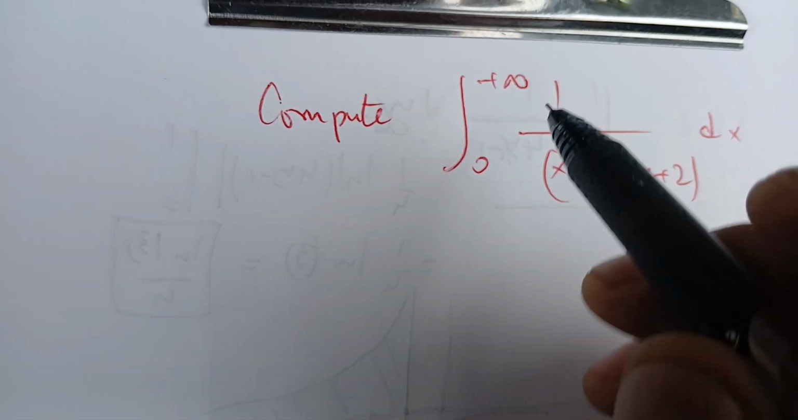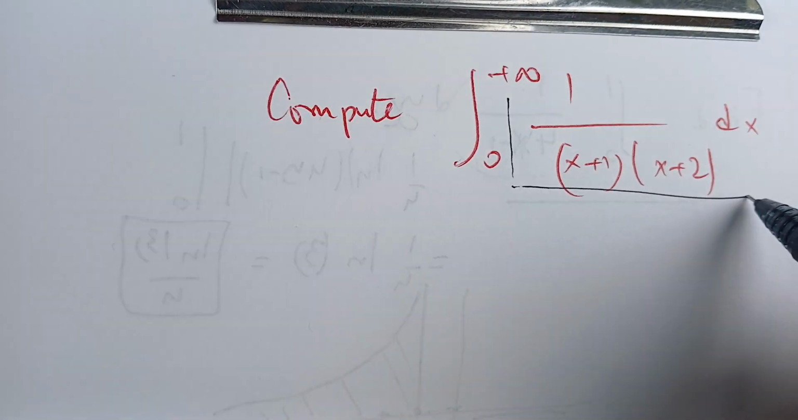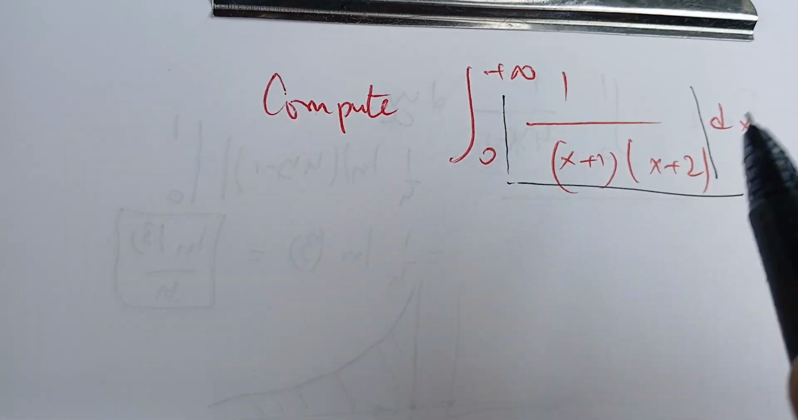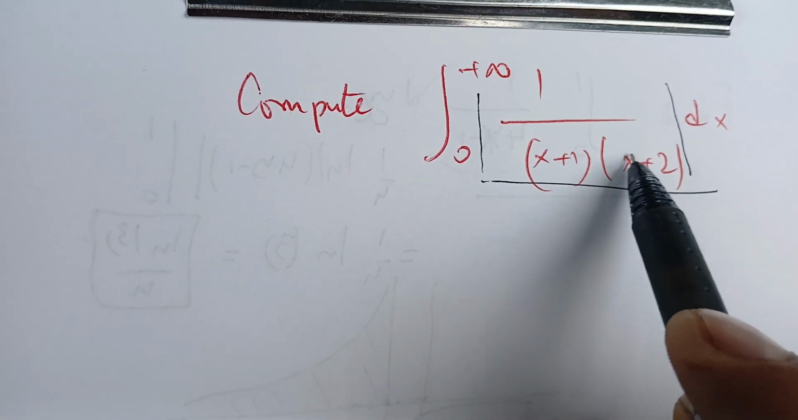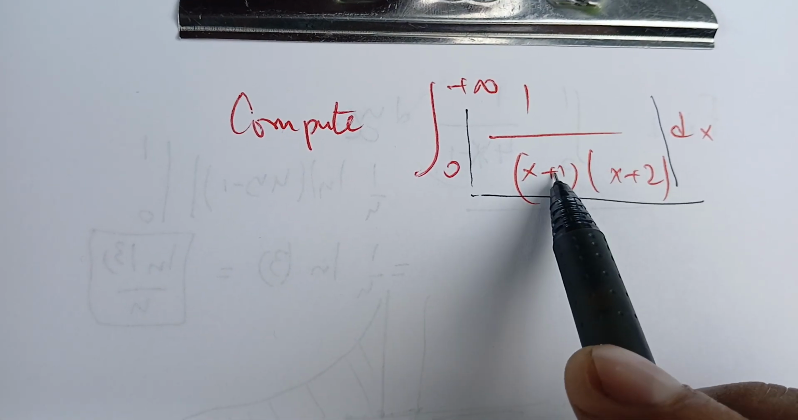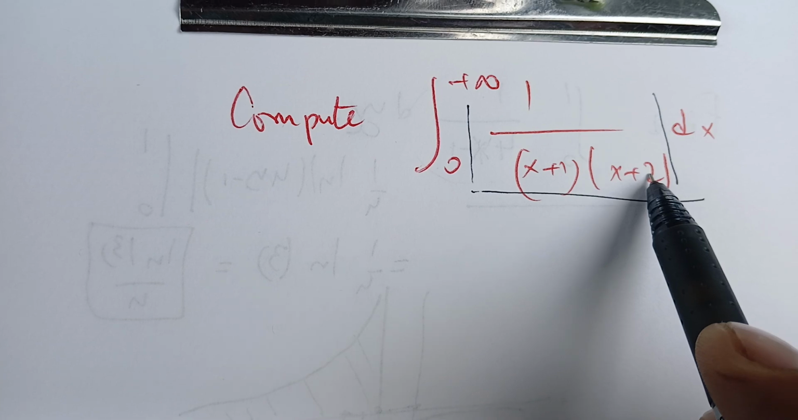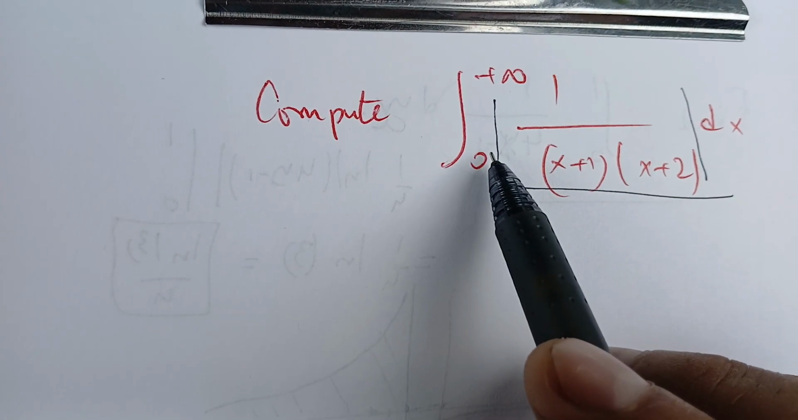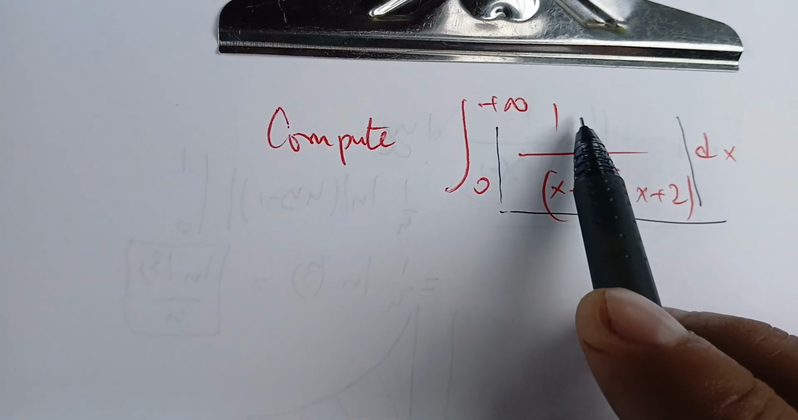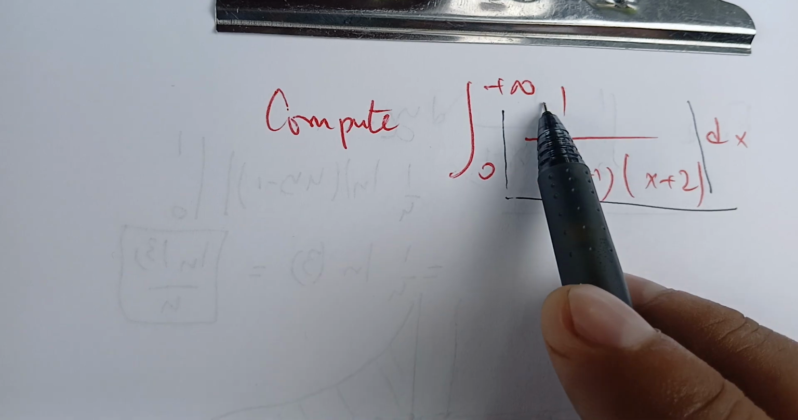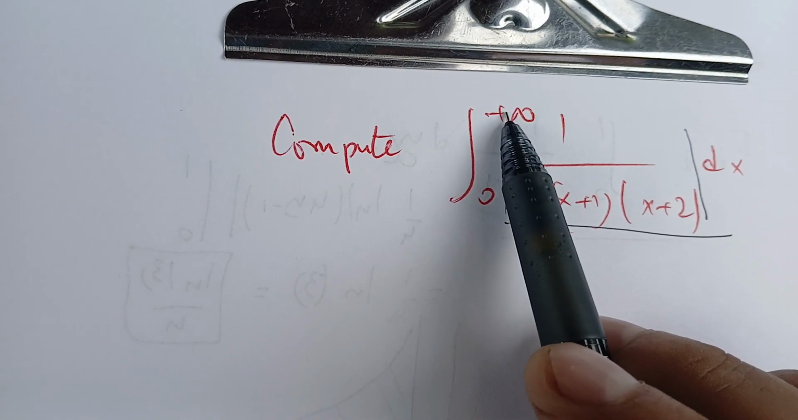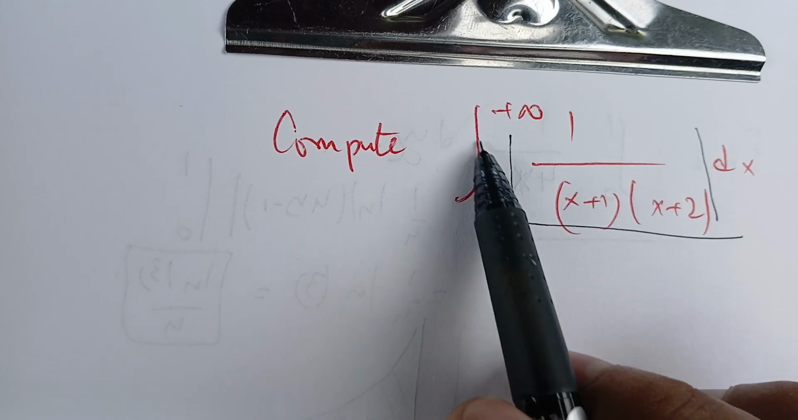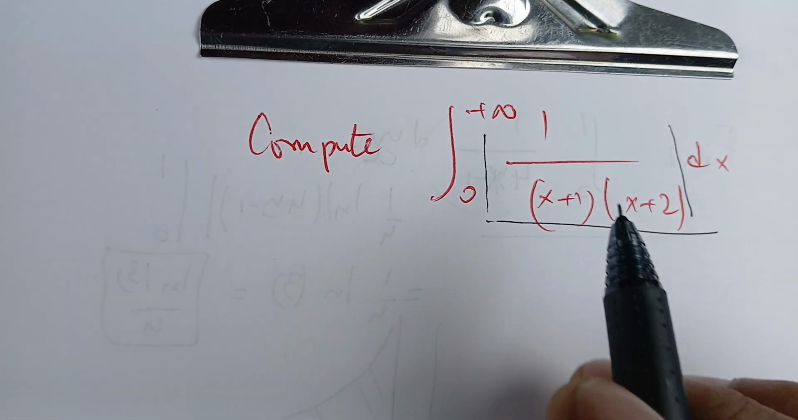Before we proceed, we must check the function in our interval. So we have 1 over (x plus 1) times (x plus 2). It's undefined when x is minus 1 or minus 2, but they are not in this interval. So our function has no discontinuities. So the issue that we have is this plus infinity. So this is an improper integral of the first kind.